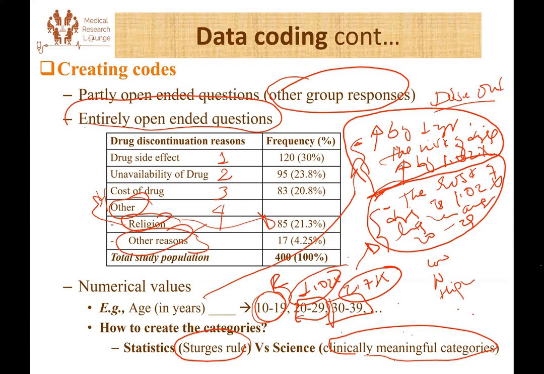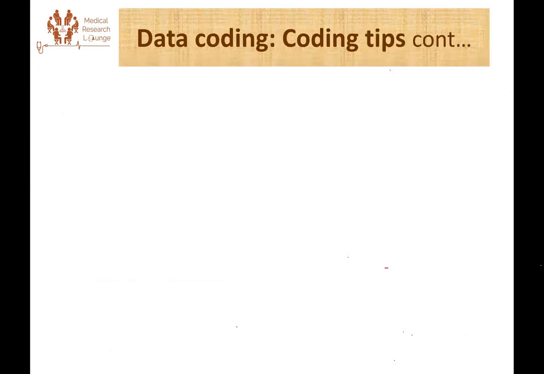So I prefer the scientific basis for classifying your data. The Sturges rule, if you're studying MPH, you know what Sturges rule is, and since we're not going to use it, I'm not going to talk about that. So when we code, there are a few tips that we should follow.